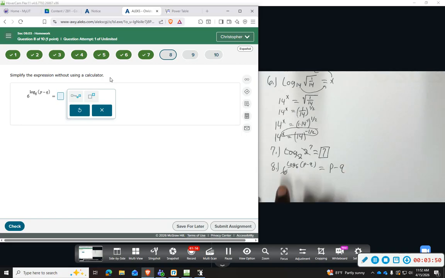So these are two properties of log, cancellation properties that cancel each other out and just leave you with the argument.